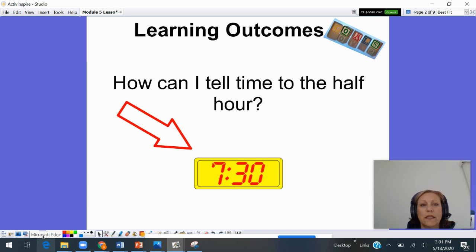Our learning outcome today is going to be, how can I tell time to the half hour? So we are looking at all the ones that end in the 30, just like the one below, like 6:30.